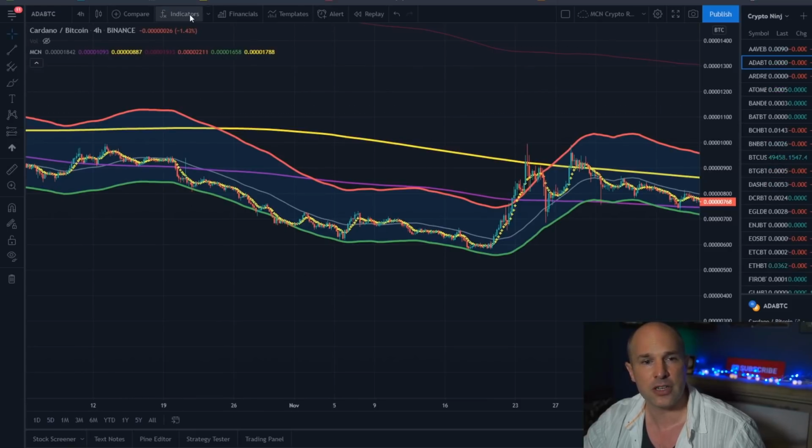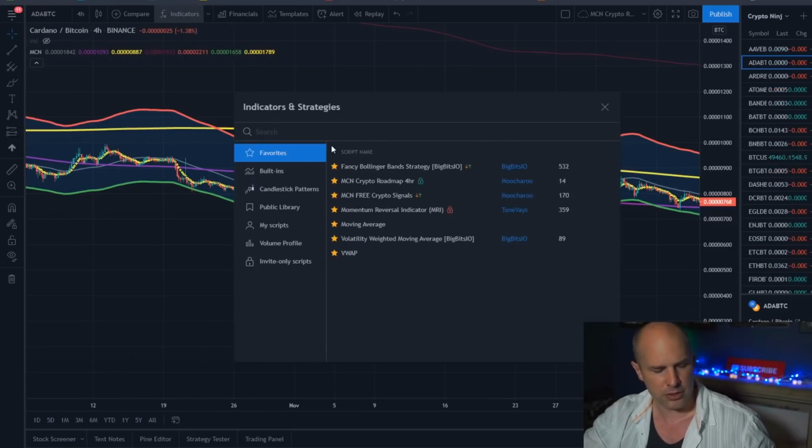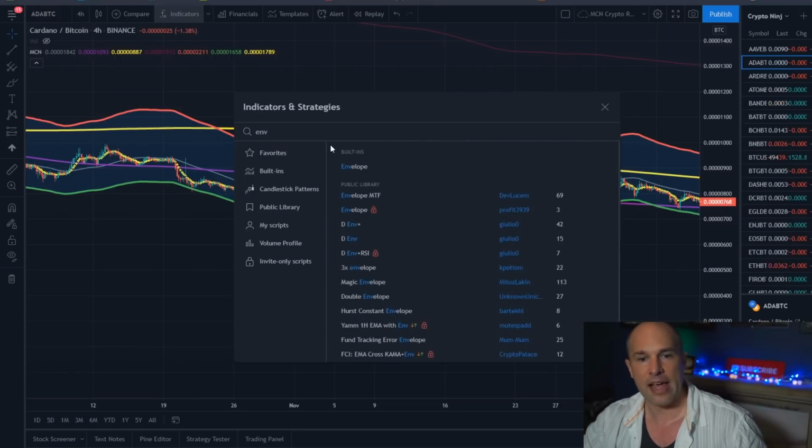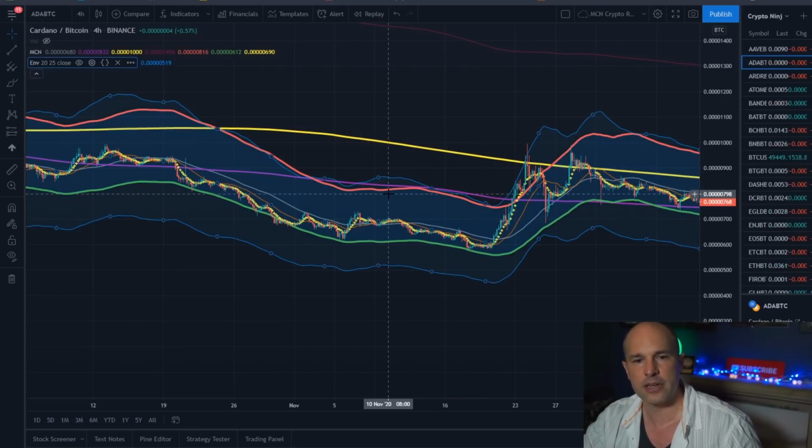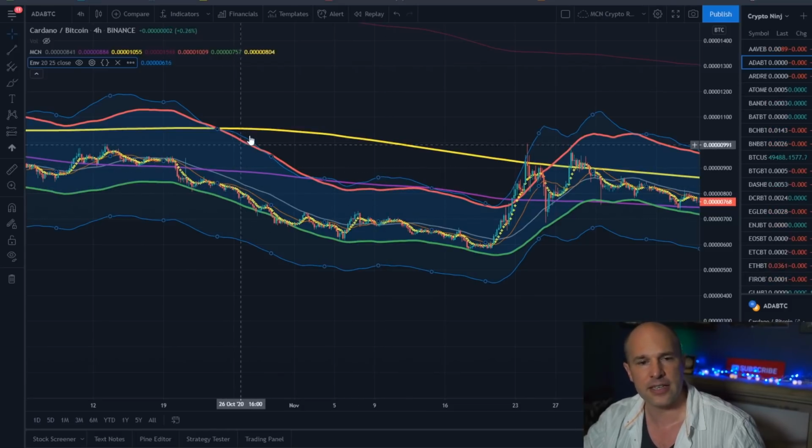However, if you were just going to go up here and add an envelope, all you'd need to do is write env, and you come here to envelope. And then looking at the envelope here, we can actually change this in the settings. You can see that the percentage here is 10%, or you could put it maybe 25%, and it's going to change to 25%. However, it changes on both sides. The upper and the lower are both the same.